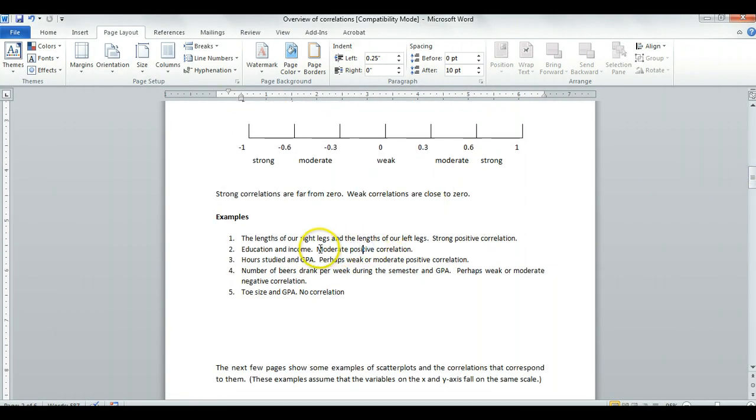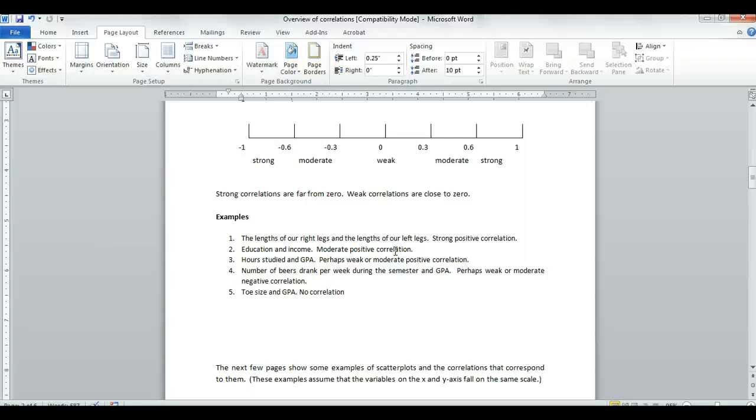Education and income: in this case there probably would be a moderate positive correlation, because as education goes up, income goes up, but moderate because there are more exceptions than in the case of the length of the legs. There are some people without a college degree making a lot of money, Bill Gates and Mark Zuckerberg being two examples. And there are other people who have a lot of education and don't make very much money. Perhaps some of your professors who have PhDs, but a professor doesn't pay that well.